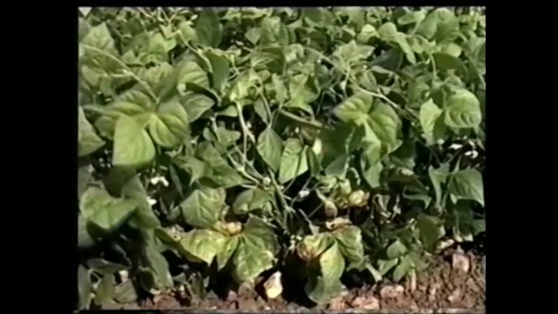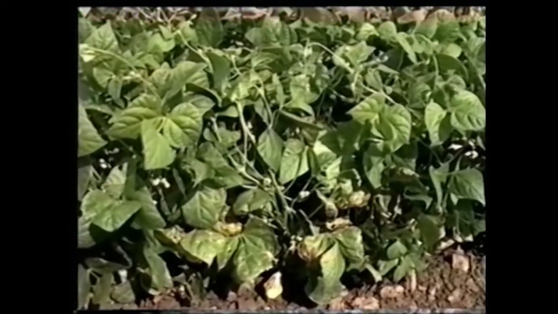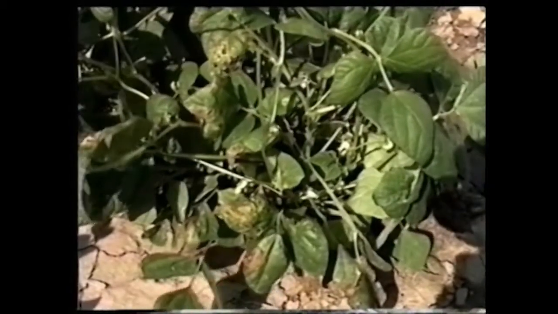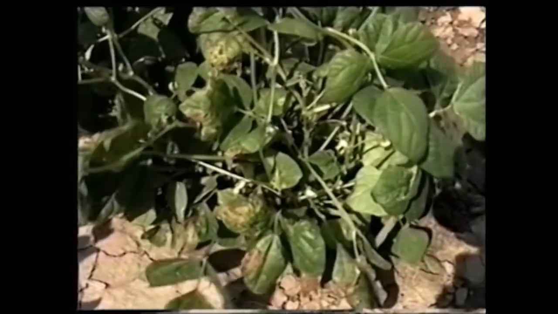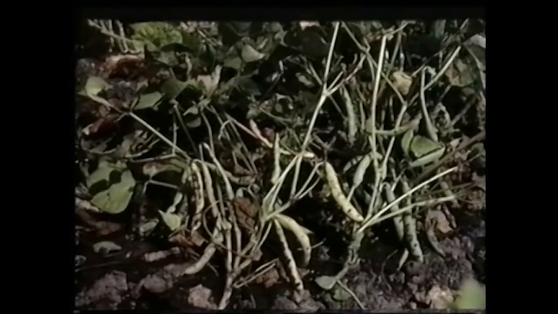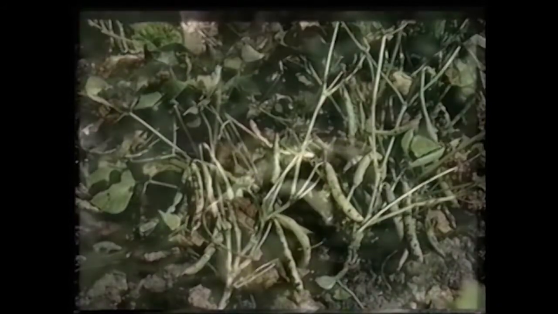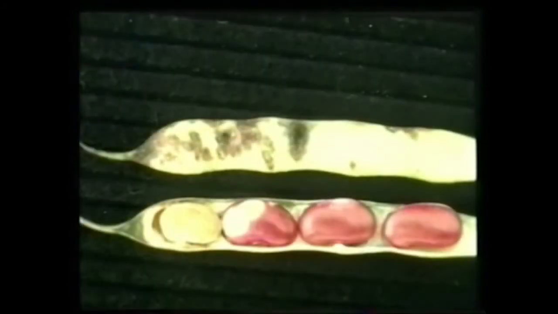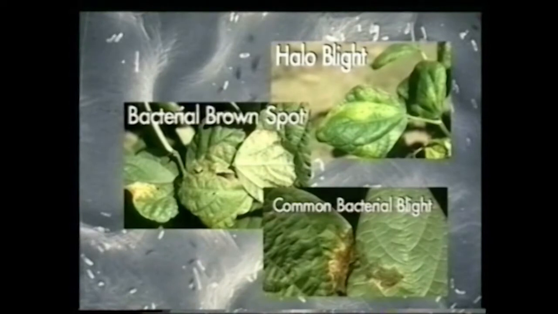Infection tends to be more localized in the middle to lower portions of the plant canopy due to the long incubation period of 10 to 14 days. Moderate to severe infection can cause premature defoliation. Irregularly shaped water-soaked lesions may form on pod walls and sutures and affect seed quality and total yield. This graphic compares symptoms of the 3 bacterial diseases.